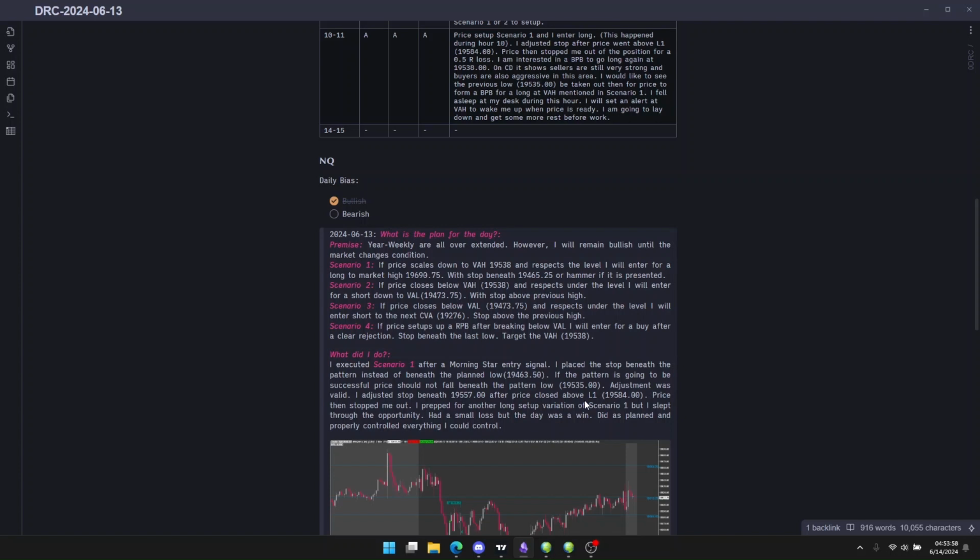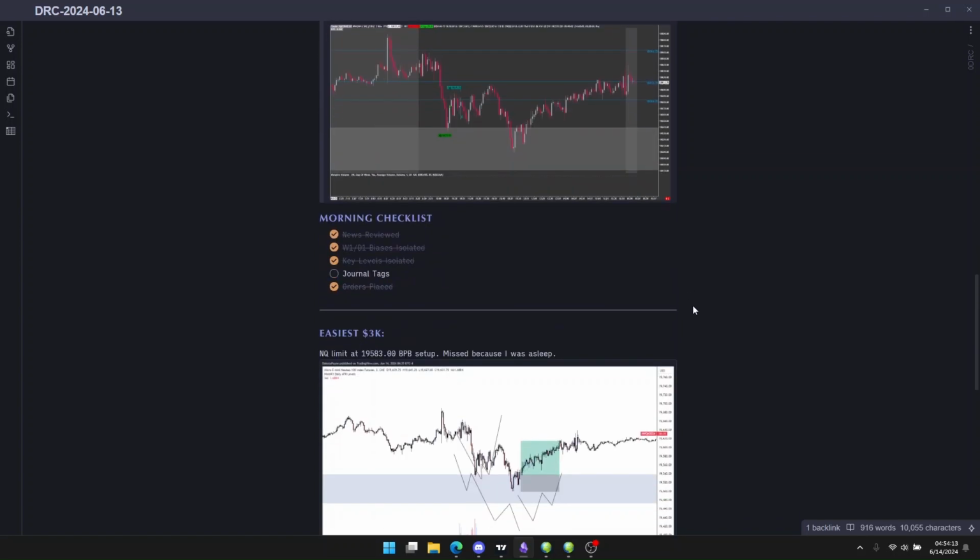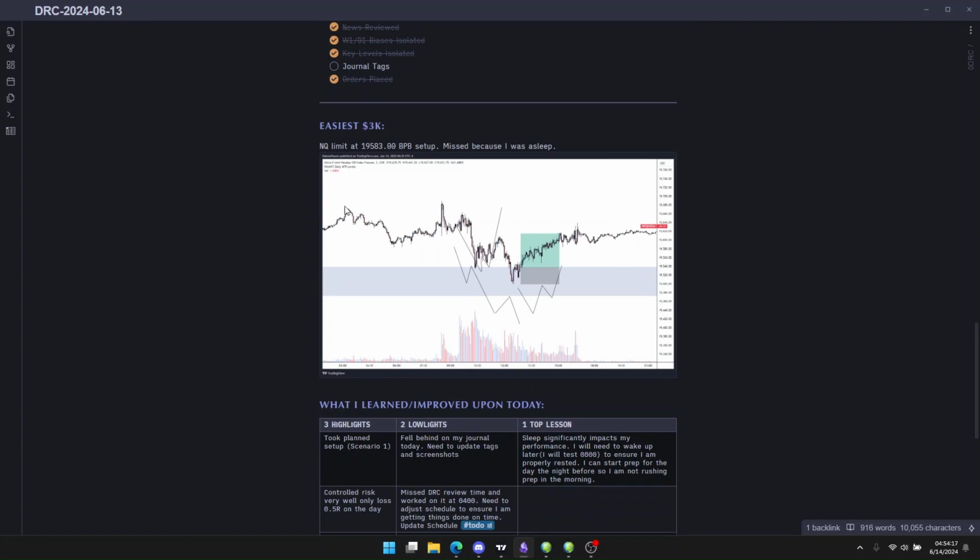I prepped for another long setup variation of scenario one, but I slept through the opportunity. Had a small loss, but the day was a win. Did as planned and properly controlled everything I could control. So, properly controlled my risk. Nothing too crazy today. I only traded the Apteros account today, and I went ahead and reset the TopStep evaluation.